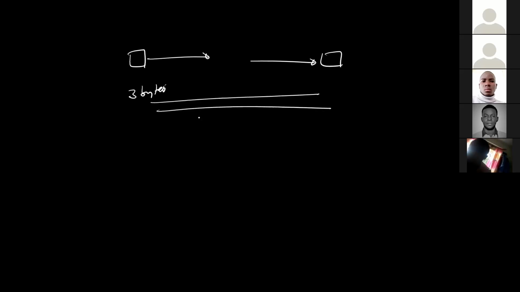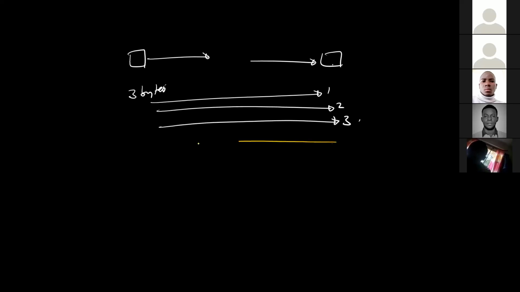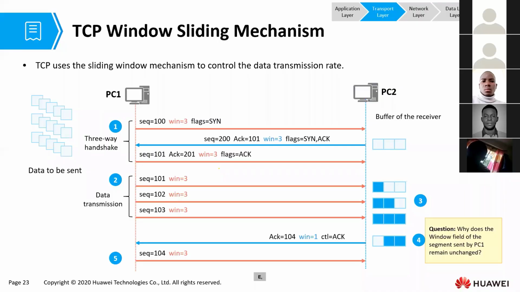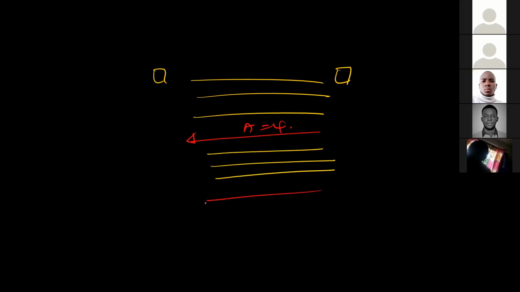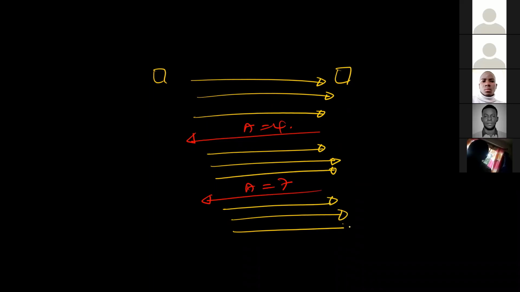So it sends 1, 2, 3. And then this one says, okay, cool. I have received up to 3, acknowledgement equals 4. Now send me 4. After 1, 2, 3, this one says, now send me 4, acknowledgement equals 4, and then this one sends 4, 5, 6. This one says, okay, acknowledgement is 7, and then he sends 7, 8, 9. He's sending 3, 3 because they agreed at the beginning that the window size is 3. I hope you are following.